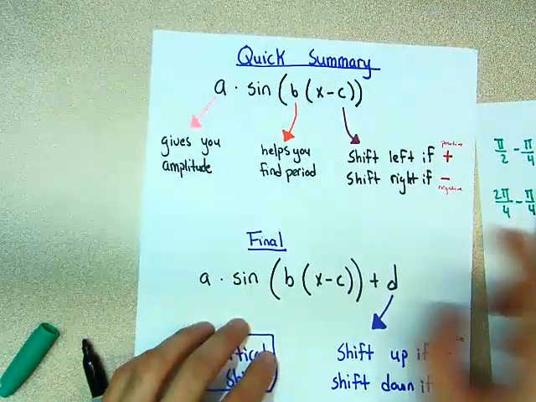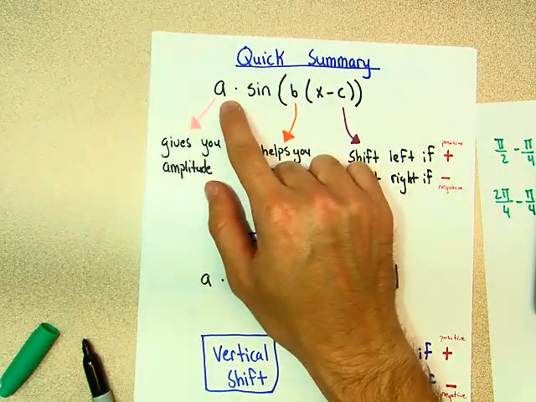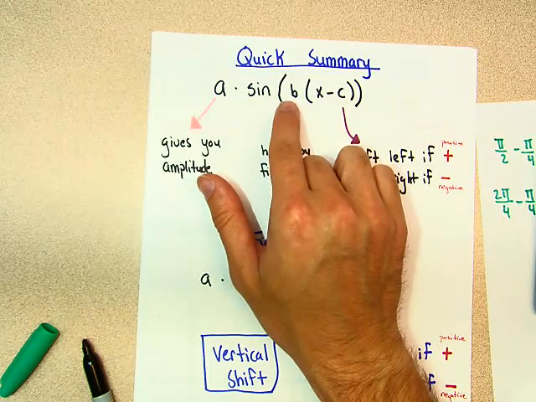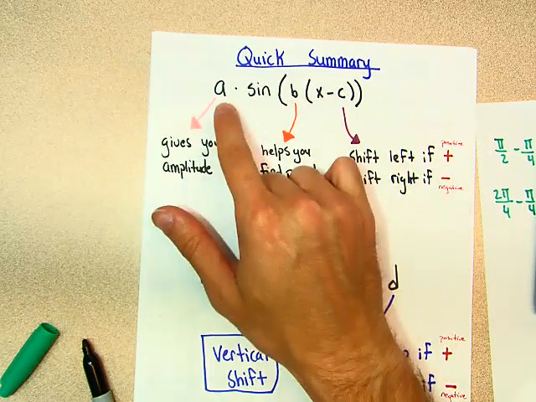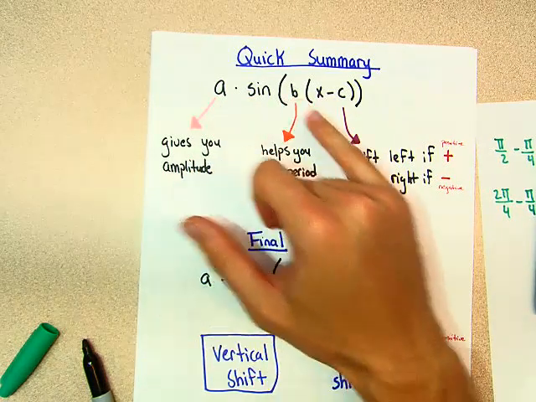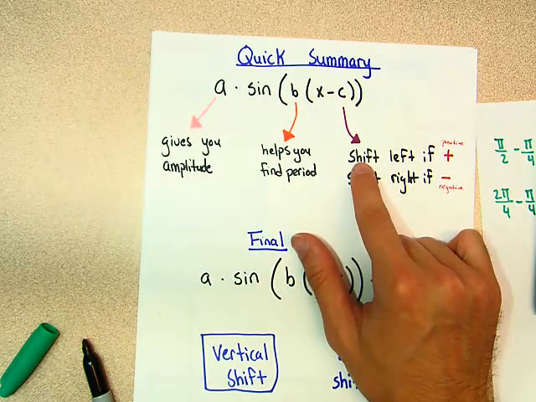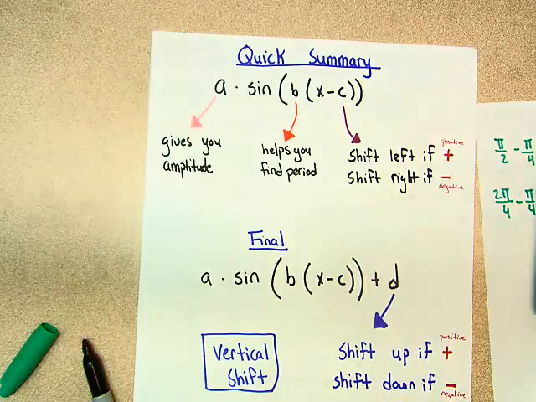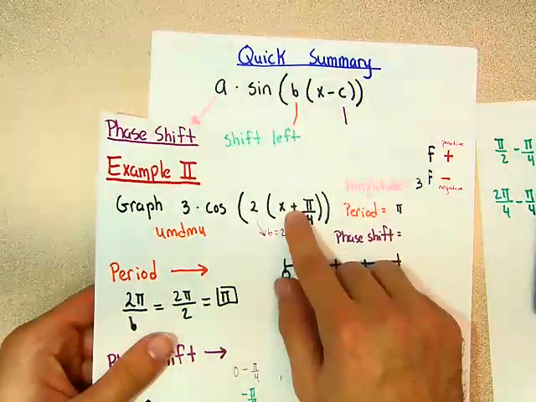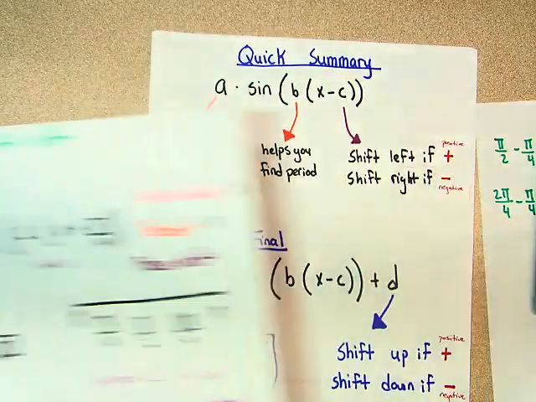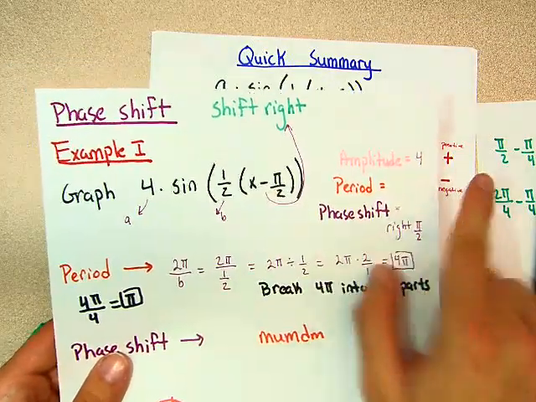So quick summary: if we have a times sine of b times x minus c, the a gives you the amplitude, the b helps you find the period, and the c will shift it to the left if it's positive. Remember, if it's positive here, it shifts to the left, and if it's negative over here, it shifts to the right.